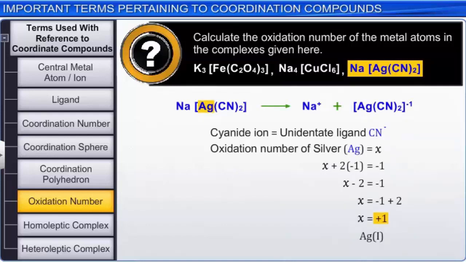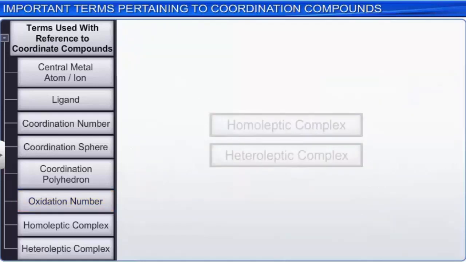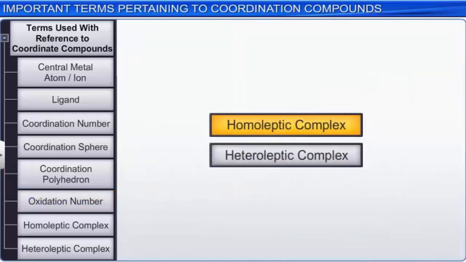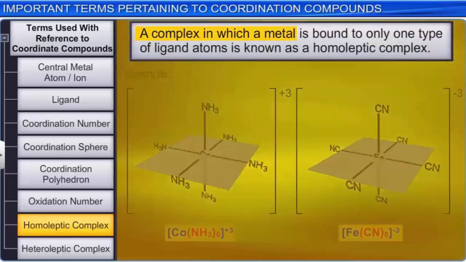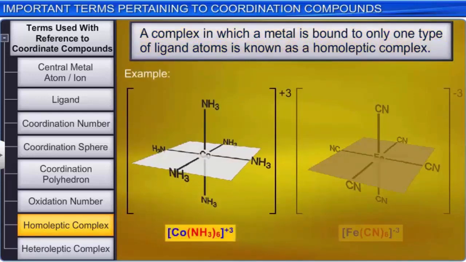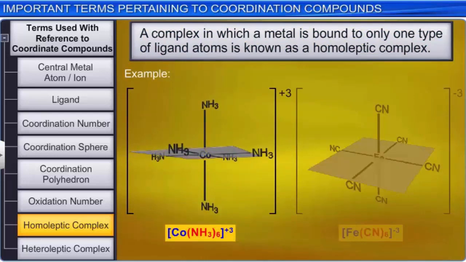What is a homoleptic complex? We know what a complex is, right? A complex consists of a central metal ion and ligands. See, if the central metal ion is surrounded by 4 or 6 same type of ligands, that complex is called what? Homoleptic complex. Right? In this module, two examples are given.